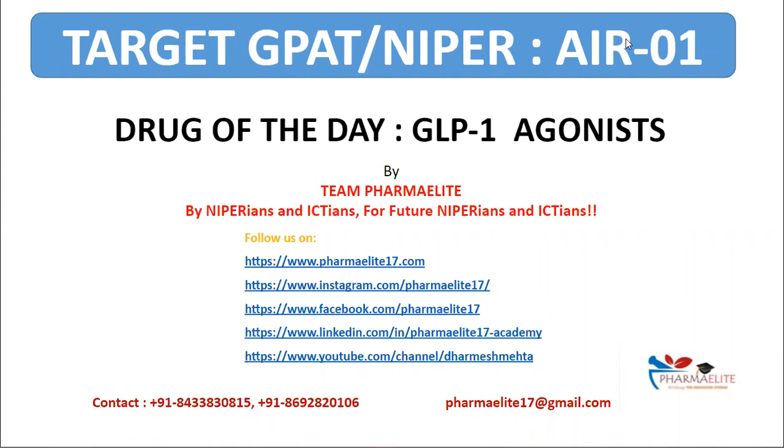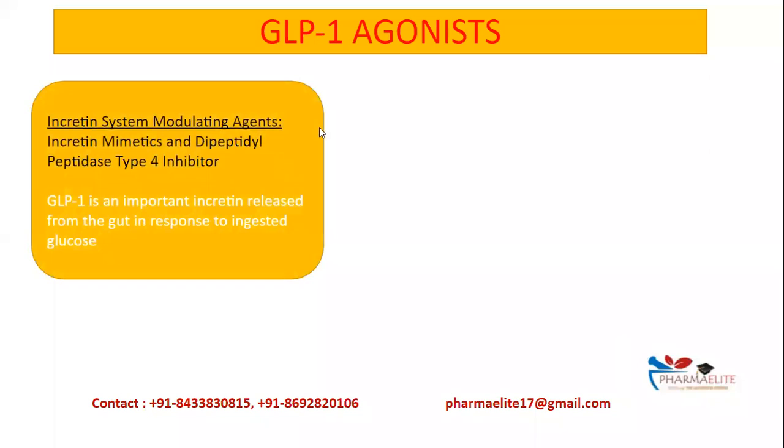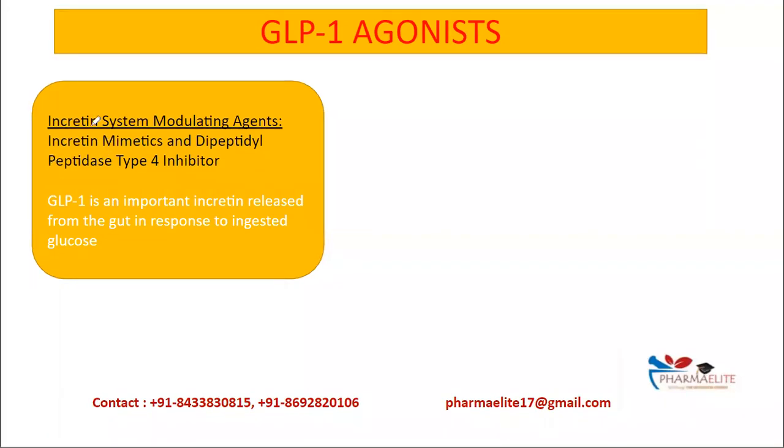This is the Drug of the Day series where today we'll be discussing briefly about GLP-1 agonists. So let's get started. GLP-1 agonists are anti-diabetic drugs and they belong to the class of incretin system modulating agents. In this class, we have two categories: incretin mimetics and DPP-4 inhibitors. DPP is dipeptidyl peptidase 4. GLP-1 agonists belong to incretin mimetics.